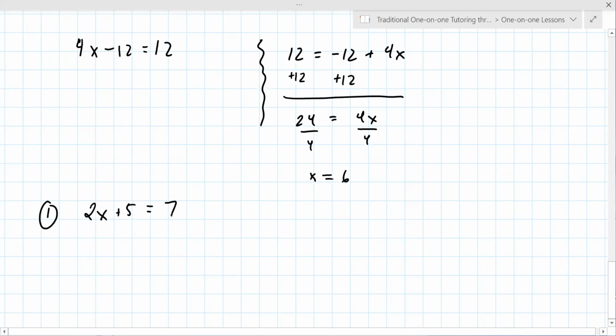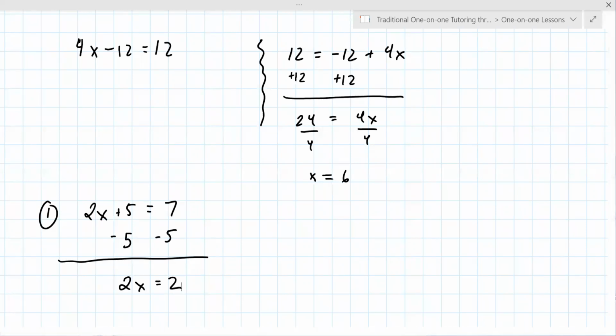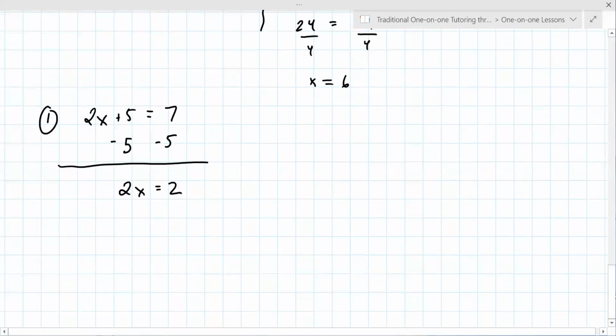Okay. So this is the new level, and you have to undo the 5. The 5 is being added. So you undo it with subtraction. You subtract 5 from both sides. 2x equals 2. Now what do you do to get x by itself? You divide. Okay. So then the 2's cancel out, and x equals 1.